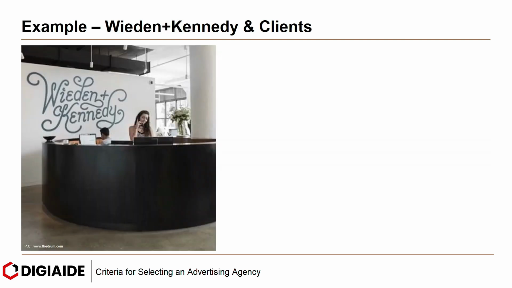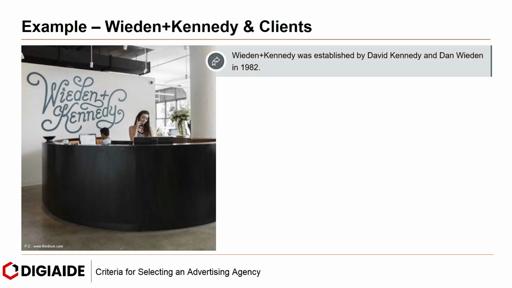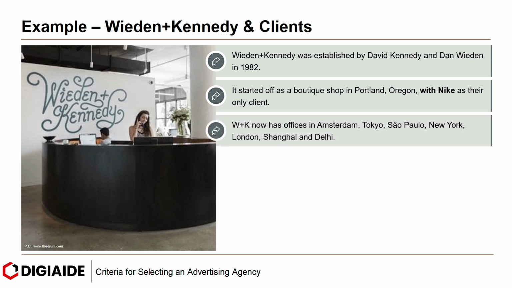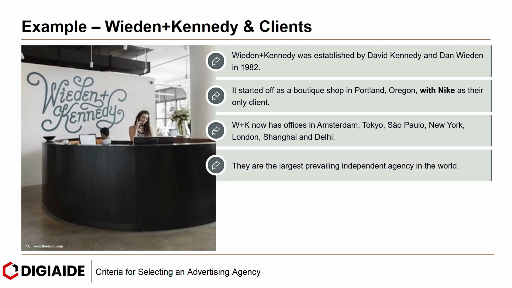Now let's look at the example of Wieden+Kennedy, a famous agency and its clients. Wieden+Kennedy was established by Dan Wieden and David Kennedy in 1982. It started off as a boutique shop in Portland with Nike as their only client. Wieden+Kennedy now has offices in Amsterdam, Tokyo, Sao Paulo, New York, London, Shanghai, and Delhi. They are the largest prevailing independent agency in the world.